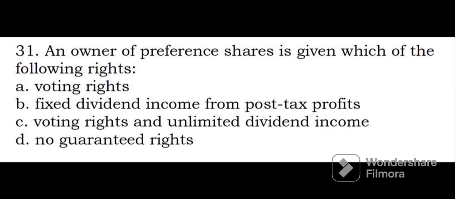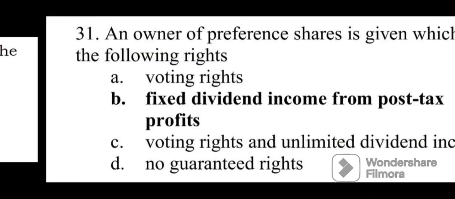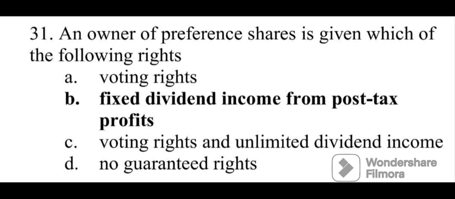The company issues shares to them. It can be either at par, that means at market price, or at a certain discount. And second, they offer a certain dividend. It can be a fixed dividend, or they can get a little bit more than what ordinary investors get in dividend. So these are some of the privileges. So the answer should be B, fixed dividend income from post-tax profit.